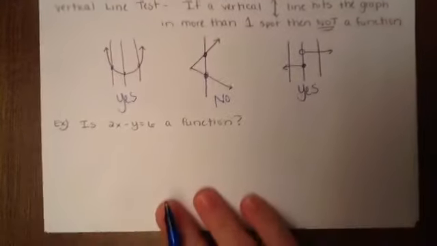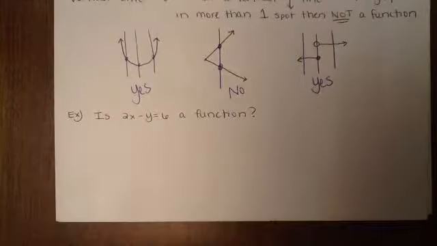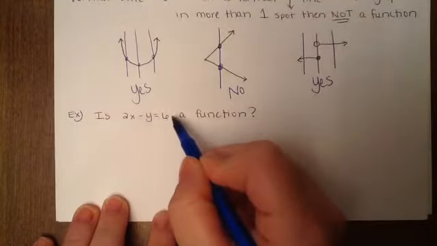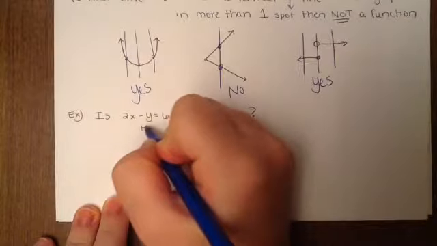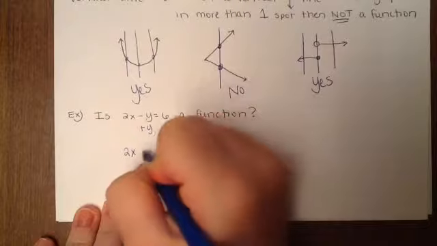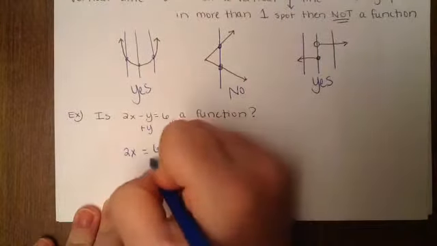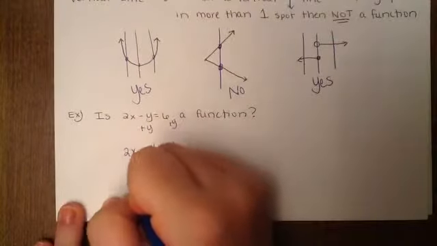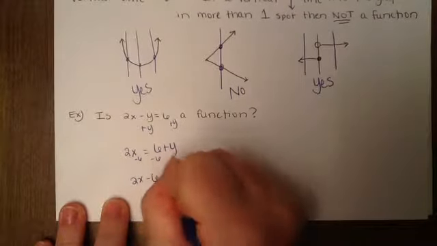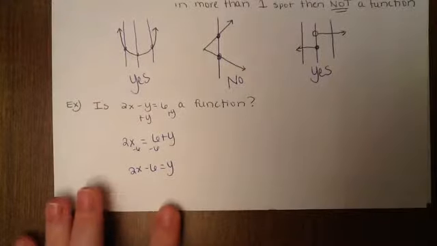So for this example, we want to graph this. We'll make a table, plot some points, and use our vertical line test. Now I recommend that we make this y equals. Okay, so I'm going to move the y. So 2x equals 6 plus y. And how do I get rid of a 6? Minus 6. So 2x minus 6 equals y. I want to get that y over there. Now when I start plugging in values for x, it'll make it much easier.